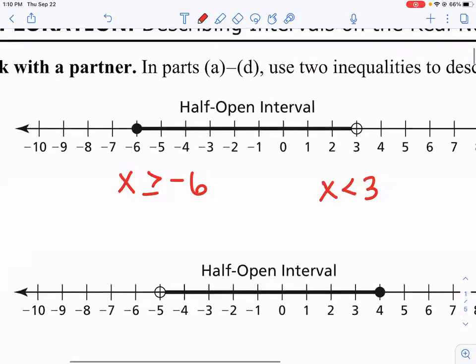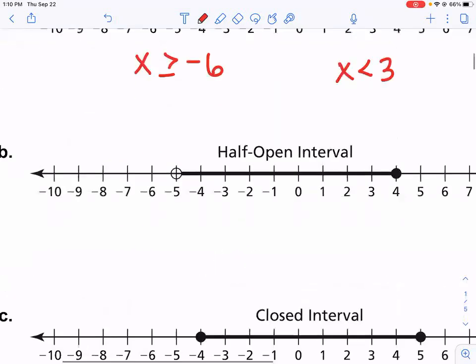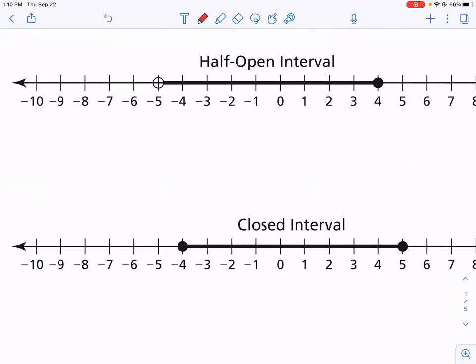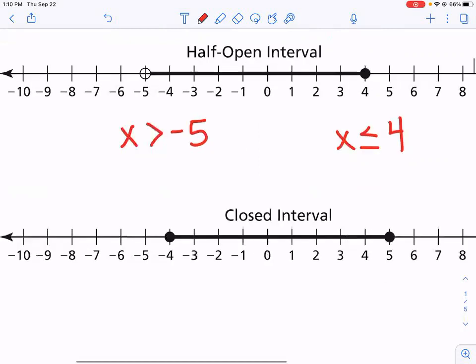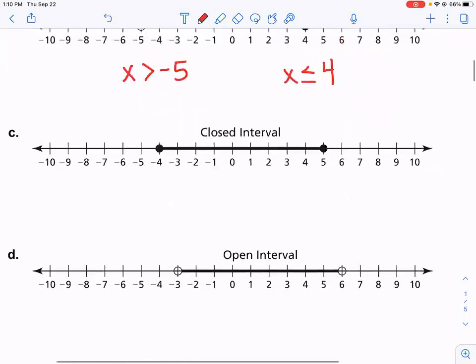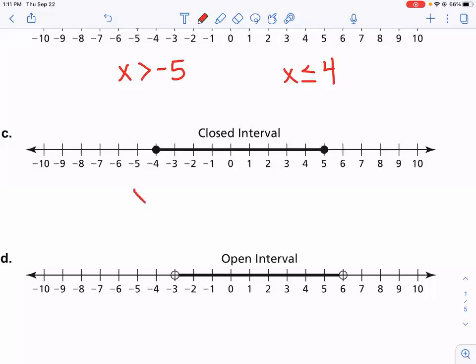Okay, so Sophia, with letter B, how do we write this inequality? I did x is greater than, without the line, and then the negative sign. Okay, and this one? I did x is less than or equal to. Good. Okay. For letter C, A and F, what did you write? Okay. And then x is less than or equal to 5. Good.